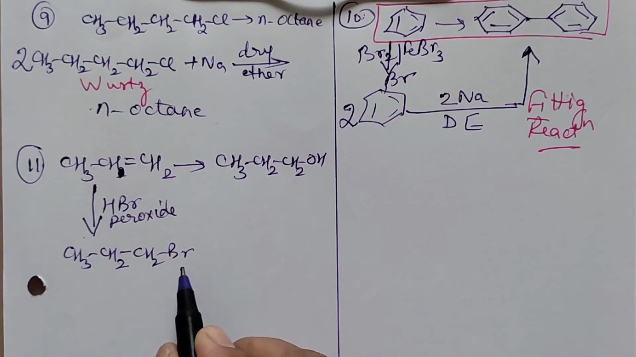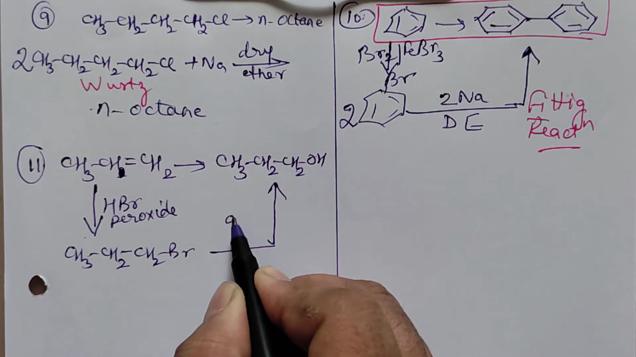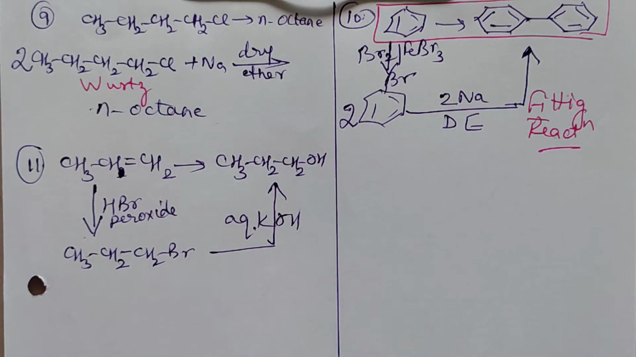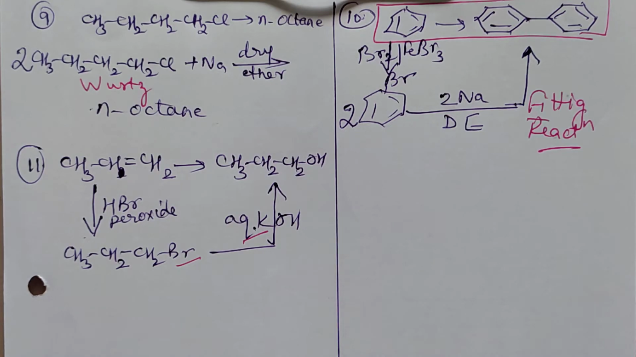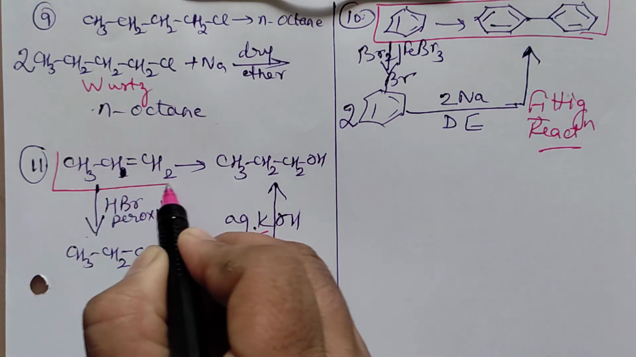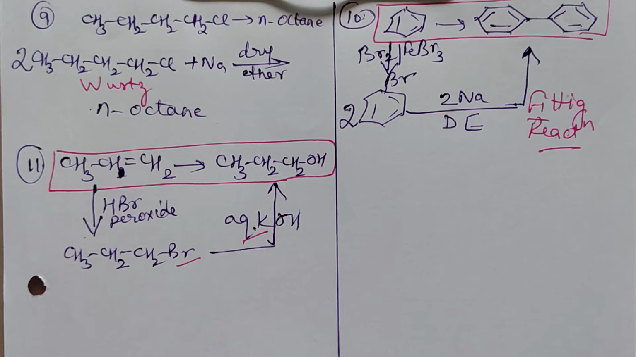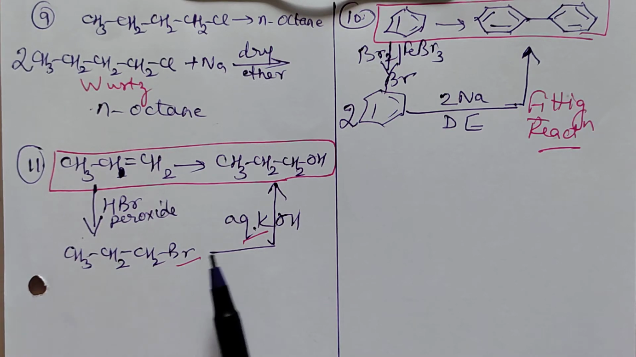Now only this Br we want to replace with OH. That's it. Now this we will treat with aqueous KOH. So what will this aqueous KOH do? This K and Br will go away, and instead of Br you will get OH. That is what we were looking for, propene to propan-1-ol. This was our main conversion, and we have carried out in 2 steps. Propene we have converted to 1-bromopropane, then we have treated with aqueous KOH.